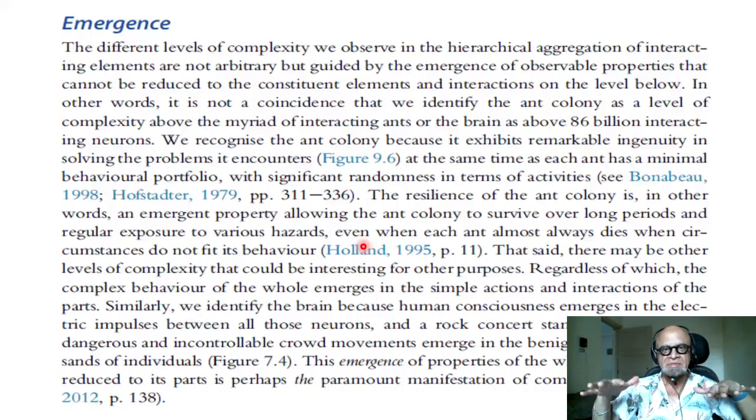So every element has a certain range of, let's say, observable properties and behaviors, but when you combine the elements into a system, the complexity can produce something that is not expected from just each element. So that's something called emergent. In other words, it's not a coincidence that we identify the ant colony as a level of complexity above the myriad of interacting ants, or the brain as about 86 billion interacting neurons.